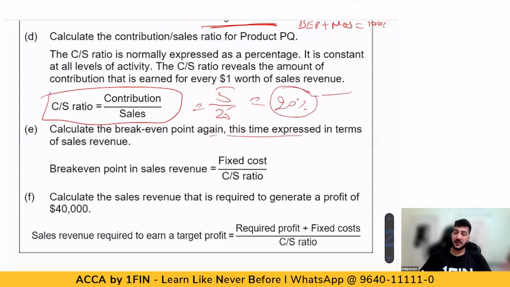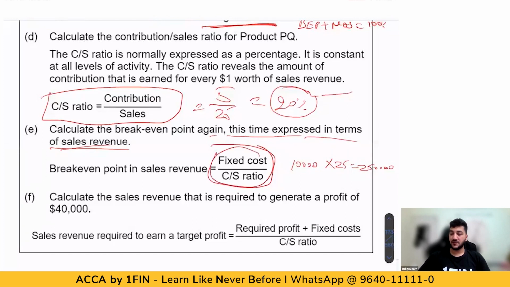Calculate the break-even point again, this time expressed in terms of sales revenue. I told you directly I can calculate fixed cost divided by PV ratio, that is CS ratio. If I do, I'll get it. Or I can do the same thing. How many units was my break-even units? 10,000 units multiplied by the selling price, that is 25. You get it immediately, 2,50,000. Or else I can do this also. Fixed cost is how much? 50,000 divided by PV ratio, which is 20%, is again 2,50,000.